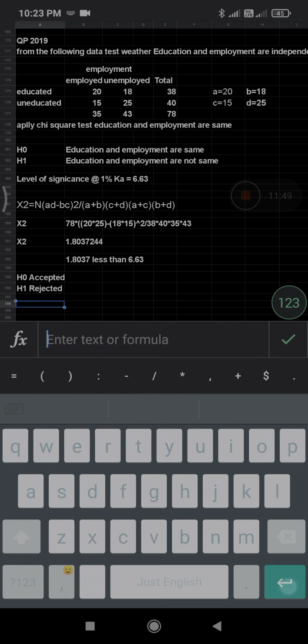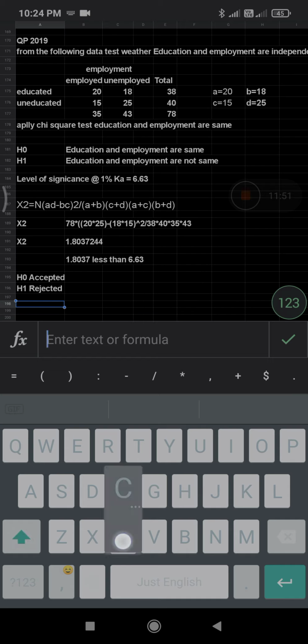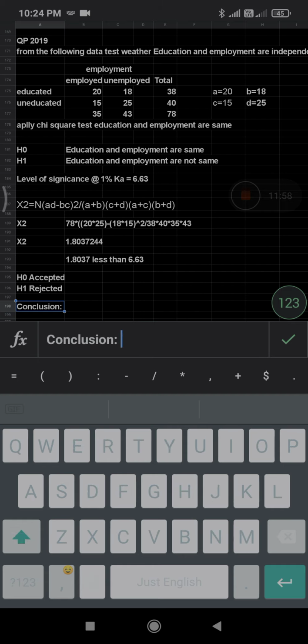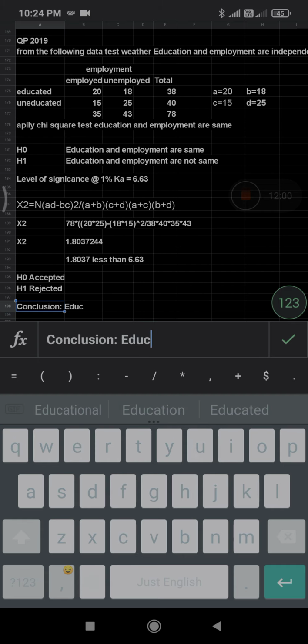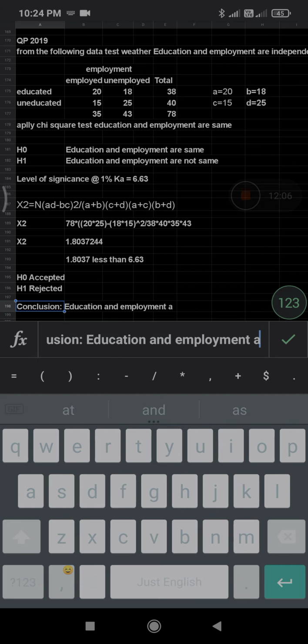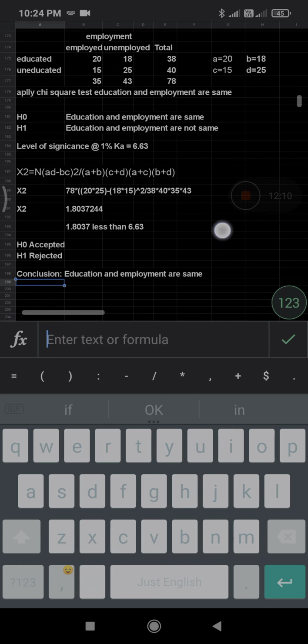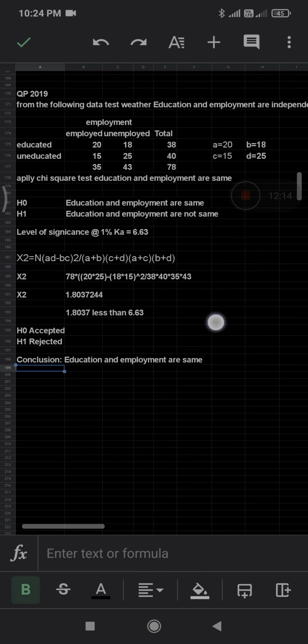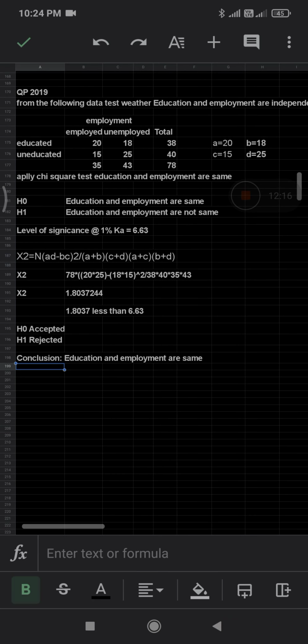Now what is H naught here? We should write the conclusion, the last one. Conclusion: education and employment are same. We should write this here. Final conclusion: education and employment are same. We should calculate this much here.